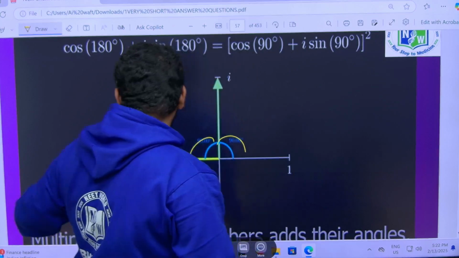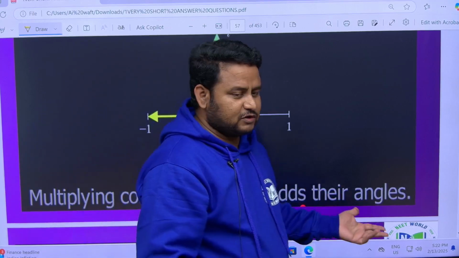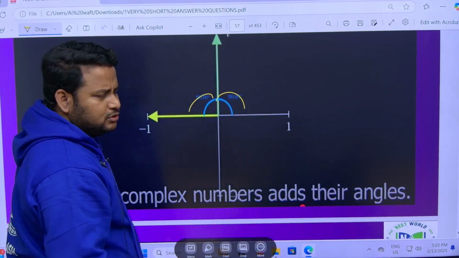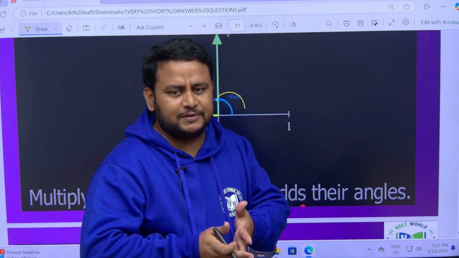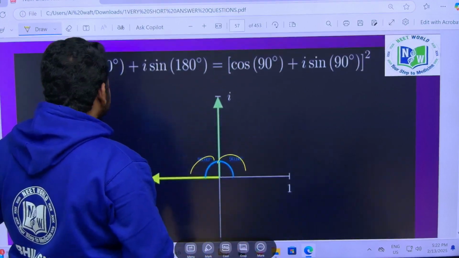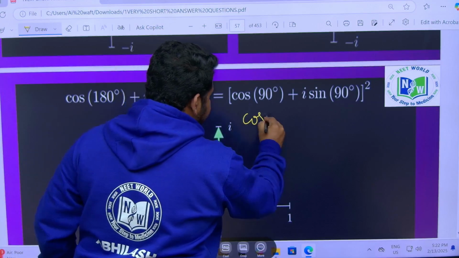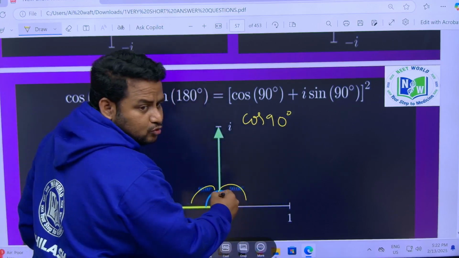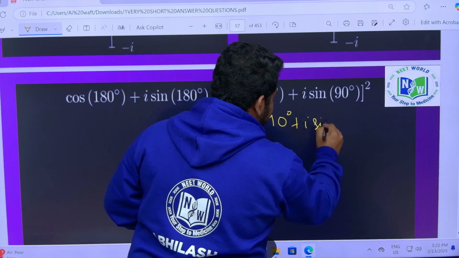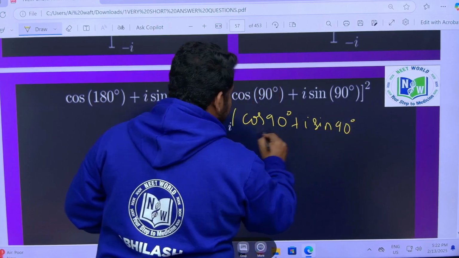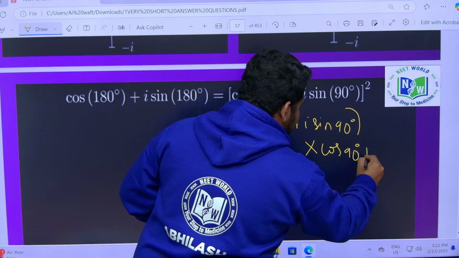So what will happen here? To split it into two, multiplying the complex numbers adds their angles. What does it mean? When you have to split it into two, you multiply the complex number with itself. That is, you multiply z with z, and it becomes z square. That gives us cos 90 degrees plus i sin 90 degrees, because you are splitting it into two halves, and each half has 90 degrees. Again, you multiply with the same complex number, cos 90 degrees plus i sin 90 degrees.